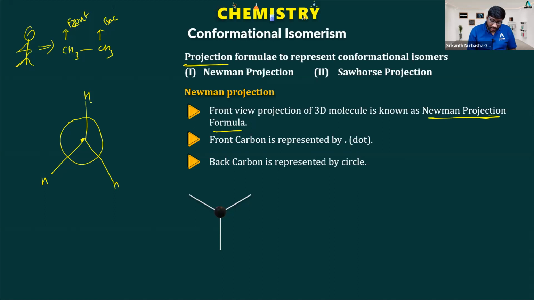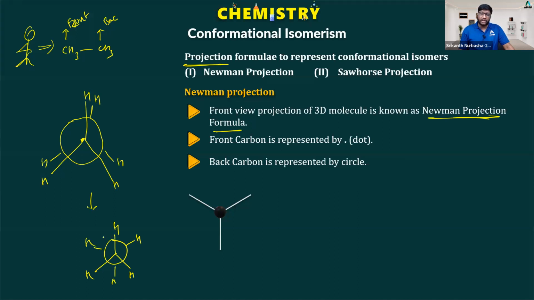If I say the back carbon has a hydrogen here, here, and here, the rotation of the back carbon can be done. If I rotate the back carbon atom, the front carbon atom's CH bonds stay the same, and the back carbon can be rotated, so the CH bonds can be visible again. Are you getting this logic or not?